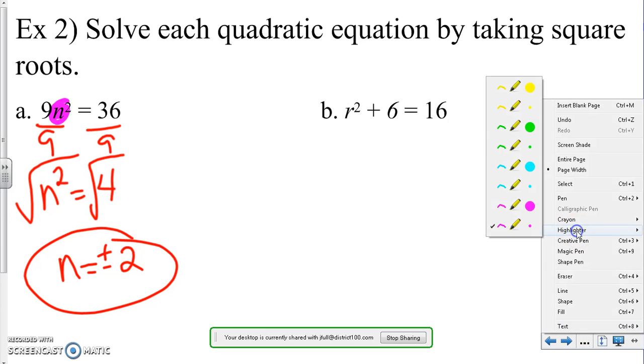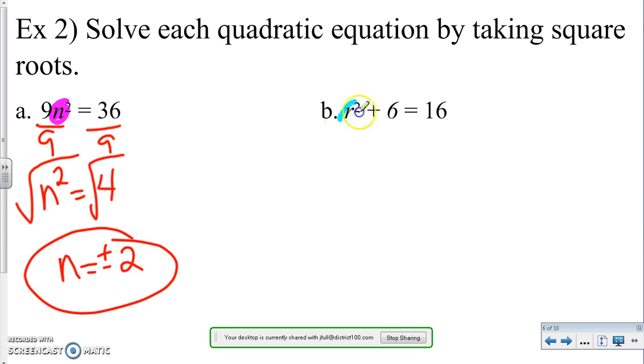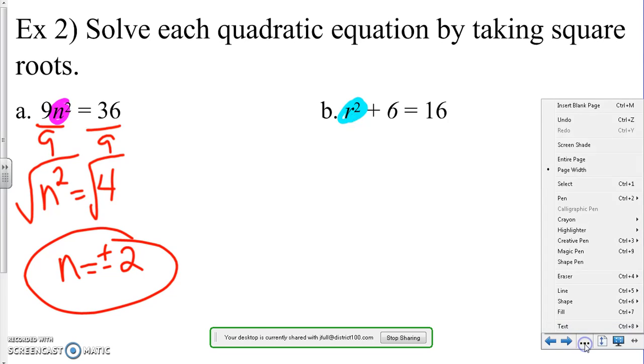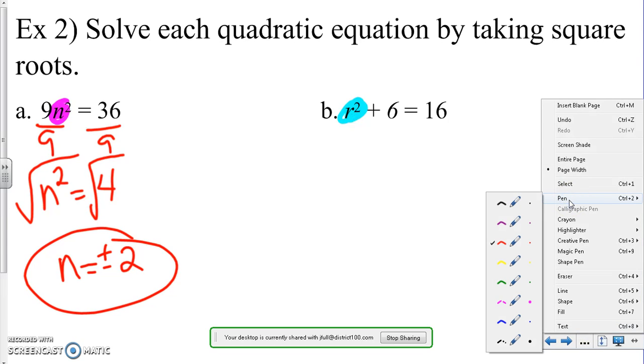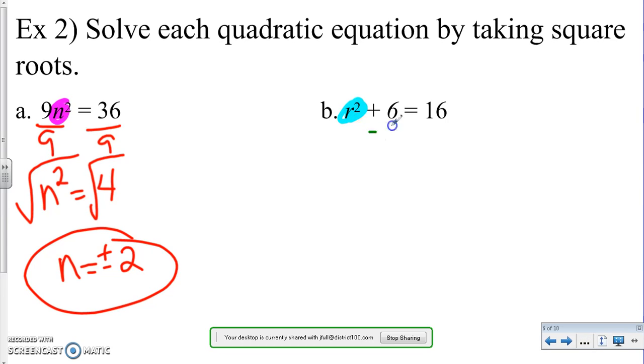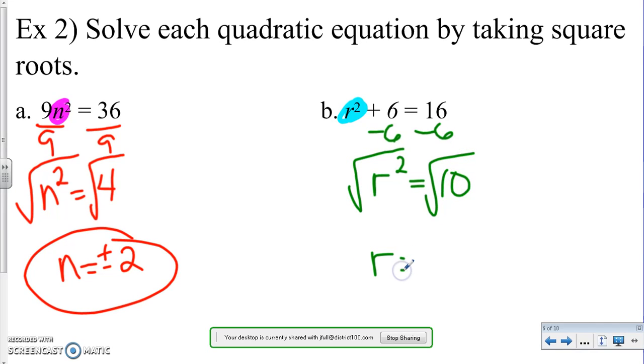Okay, same thing in this next one. We want to get this r squared alone. So we need to get rid of that plus 6. To cancel plus 6, we need to do minus 6 on both sides. So we end up with r squared equals 16 minus 6, which is 10. Take the square root of both sides. We're going to type that in our calculator. So the square root of 10 gives us 3.162.